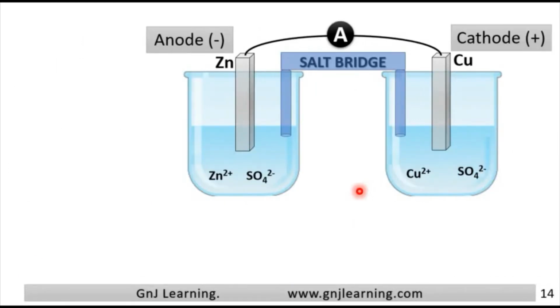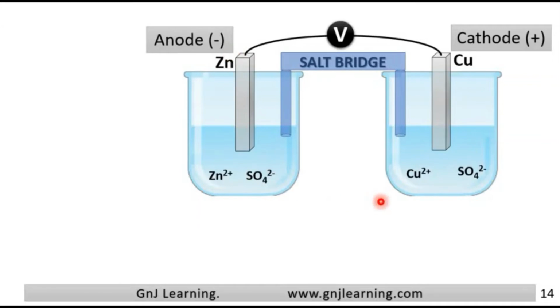So far we have seen that there is a potential difference between cathode and anode. Cathode is having positive potential and anode is having negative potential. I am going to verify this using a voltmeter. So I am replacing the ammeter with a voltmeter, and the voltmeter will show the potential difference between cathode and anode.